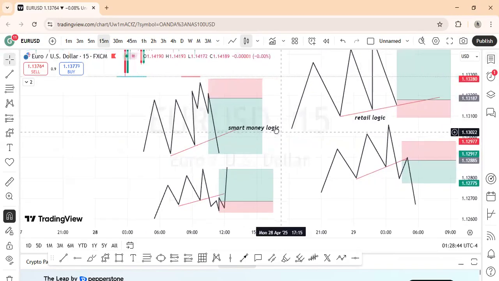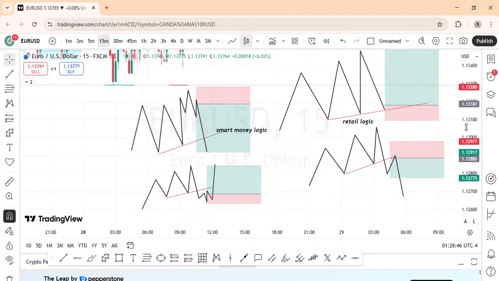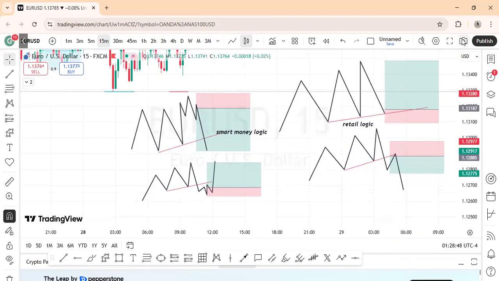So I'm going to get a screenshot of this so that I can post it in my thumbnail. This is the difference between a retail logic and a smart money logic. That is basically what you should be doing as a smart money minded trader. It's not like trading with trend lines and all that. So now we have understood this.